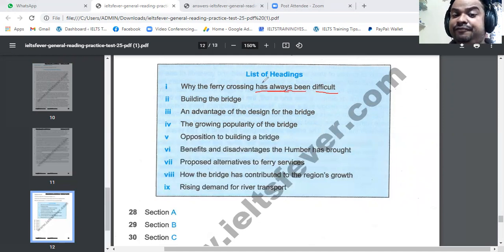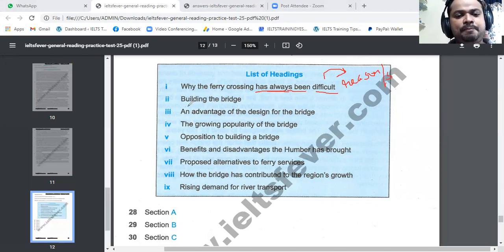So if it's so, what was the reason? What is the reason why the ferry crossing has been difficult? So there is a reason or reasons. So what you have to expect in the paragraph are the reasons for this particular thing. So I paraphrase, understood. If I find the reasons why ferry crossing has always been difficult, then I can say that paragraph is relevant there.